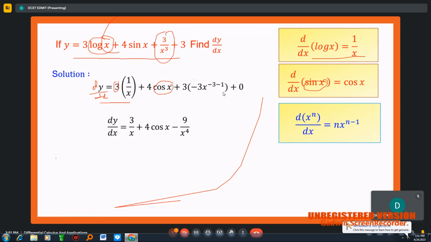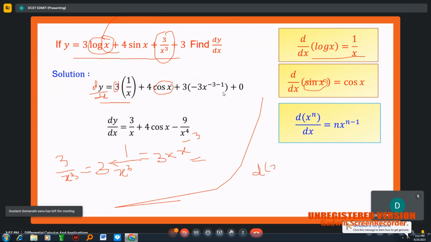Now we have to differentiate 3 by x cube. 3 by x cube means first, 3 I keep as it is, 1 divided by x to the power of 3. This x to the power of 3 I take to the numerator. That becomes x to the power of minus 3. Now, what is the differentiation of x to the power of minus 3? When finding the differentiation of x to the power of minus 3, we have to use the power rule.